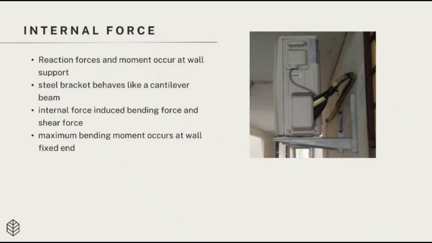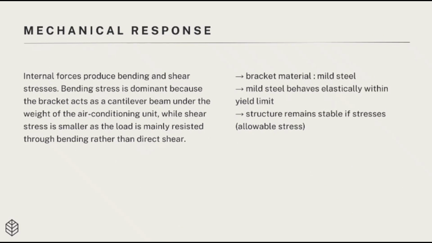Based on the free body diagram and equilibrium equations, we find the reaction force and moment generated at the wall support. The steel wall bracket behaves similarly to a cantilever beam fixed to the wall. As a result, internal shear force and bending moment are induced in the bracket. These internal forces produce the mechanical response in the form of bending stress and shear stress. Bending stress is dominant due to the cantilever action, while shear stress is relatively smaller. Since the bracket material is mild steel, it behaves elastically within the yield limit.